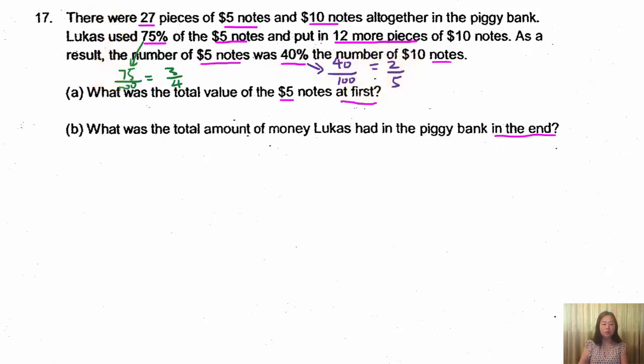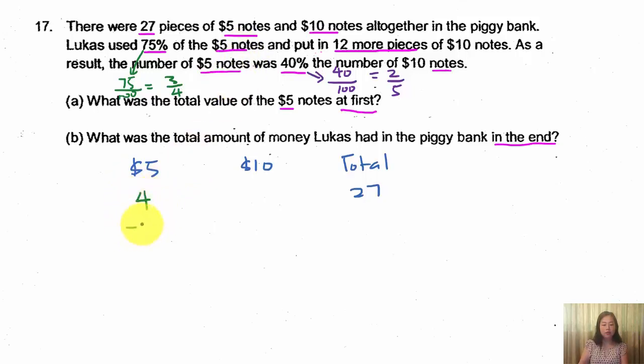Once we have done that, it will be a lot easier to come up with a table so that we can understand the relationship that happened in the story, and we can focus on the table without looking at the questions anymore. So we have $5 here and $10 here. So the total, so why don't I put a total here, and it is 27. Lucas used 75% of the $5 note. That means his money based on the $5 note was put into 4 portions, and he used 3 portions and he's left with 1 portion.